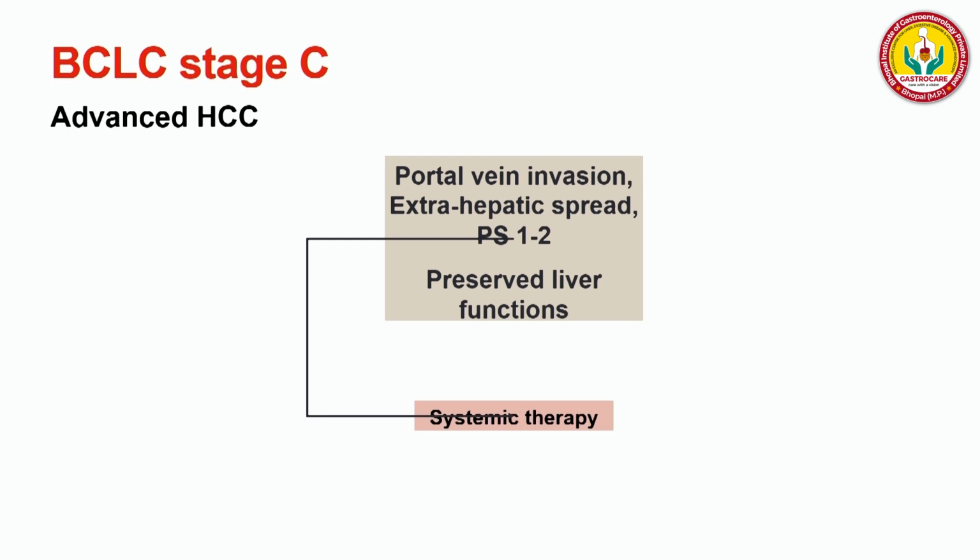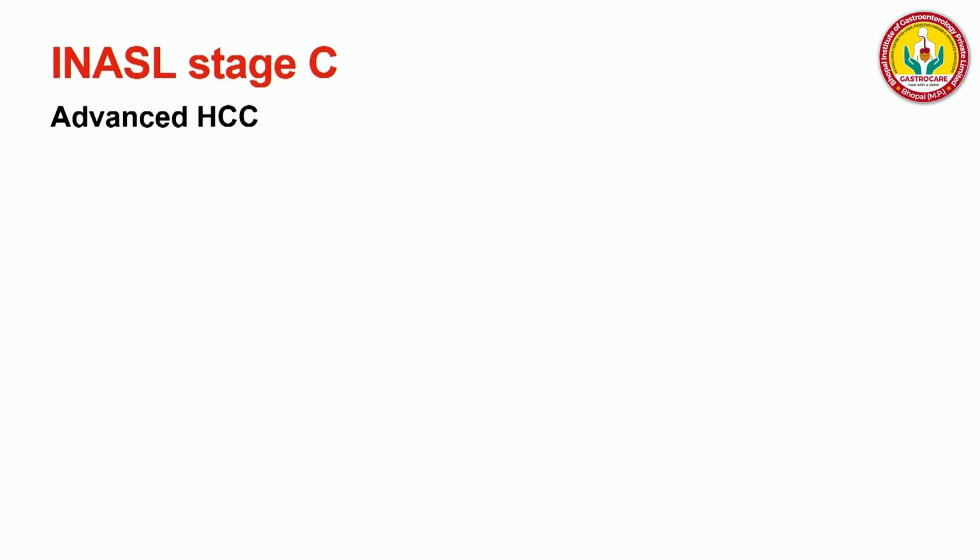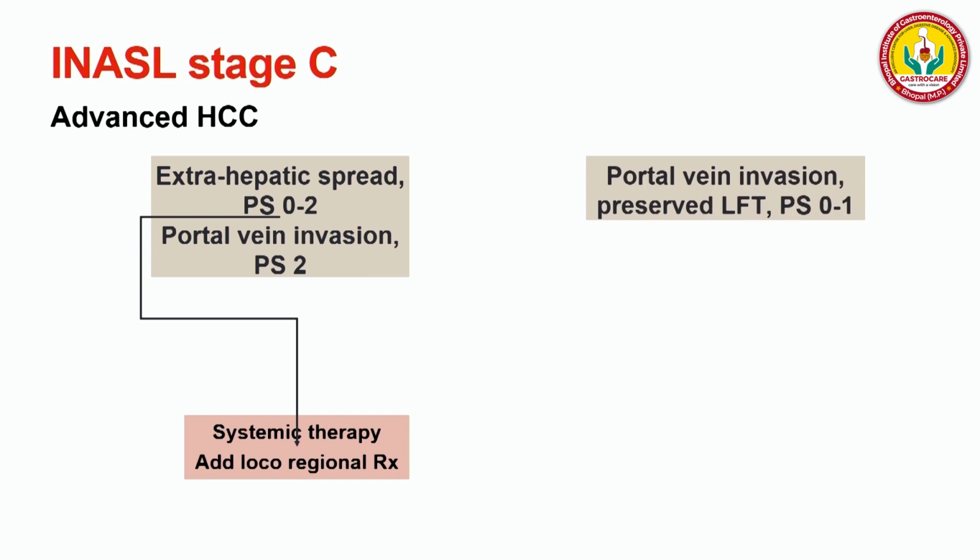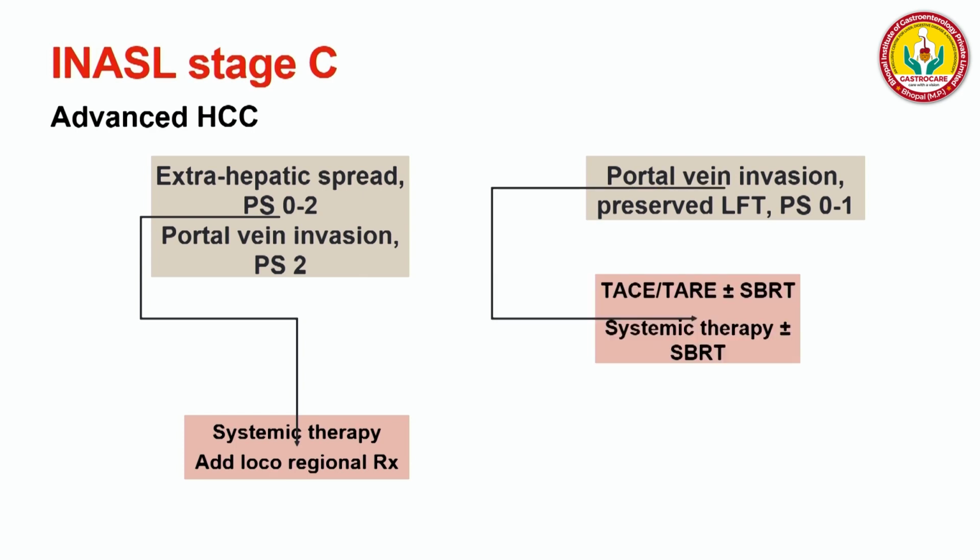I don't know what is the basis, but we in INASL decided to reclassify that into two separate categories. One is extrahepatic spread or portal vein invasion with a poor performance status, where you offer systemic therapy along with the local regional therapy. I don't know why they ruled out local regional therapy in these patients if their liver functions are preserved. And the second category is portal vein invasion, where you offer again a combination of therapies with the intent to downstage and convert them into a curative category. That's what we do here.